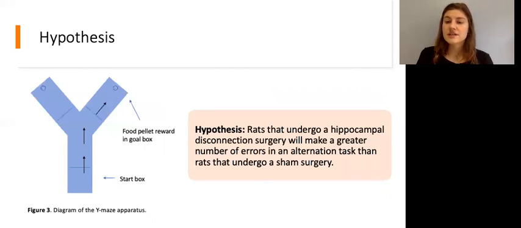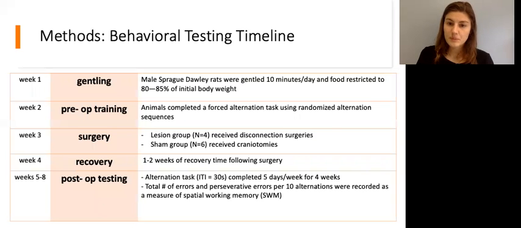Our present study investigated whether we would see the same effect of the disconnection surgery on spatial working memory if we used a Y maze instead of a radial arm maze as the behavioral assessment. The behavioral test we use in the Y maze is known as an alternation task, and this assesses an animal's ability to remember which arm of the maze it entered on a previous trial and to choose the opposite arm after a delay. We hypothesize that animals that undergo a disconnection surgery will make a greater number of errors in the Y maze compared to animals that undergo a sham craniotomy.